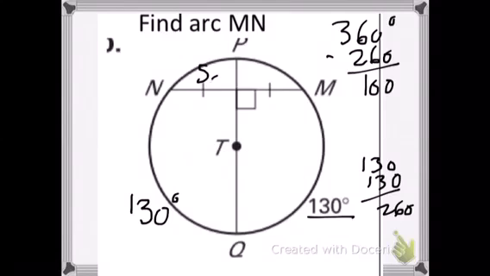So we know that each of these sides is 50. And it asks us to find the arc. So we know that arc MN is equal to 100.